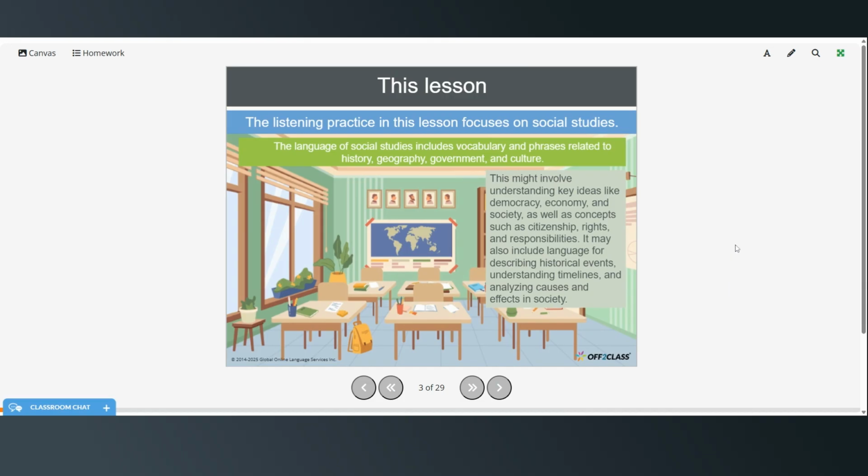Okay, the listening practice in this lesson focuses on social studies. The language of social studies includes vocabulary and phrases related to history, geography, government, and culture. And this might involve understanding key ideas like democracy, economy, and society, as well as concepts such as citizenship, rights, and responsibilities. It may also include language for describing historical events, understanding timelines, and analyzing causes and effects in society.